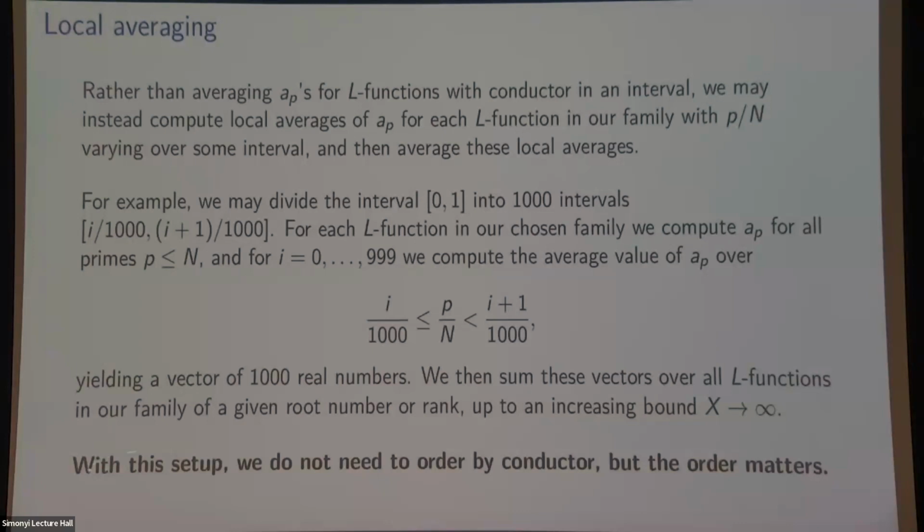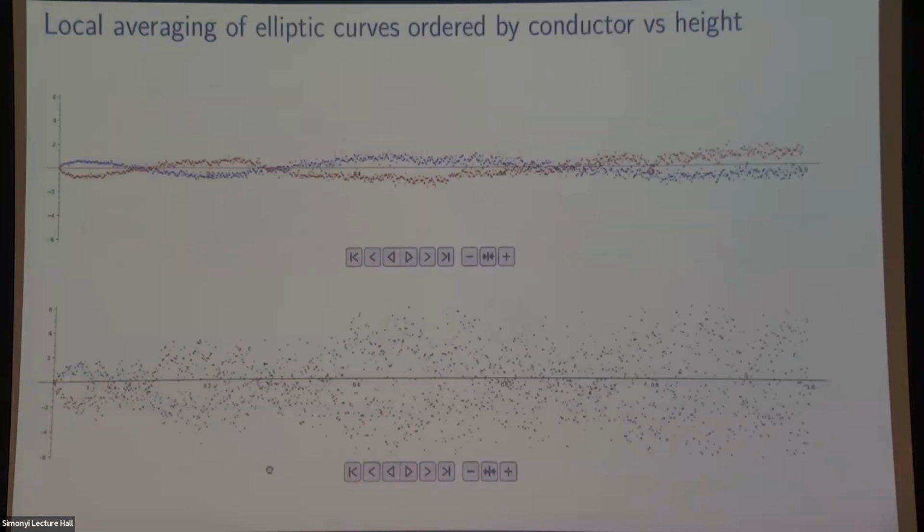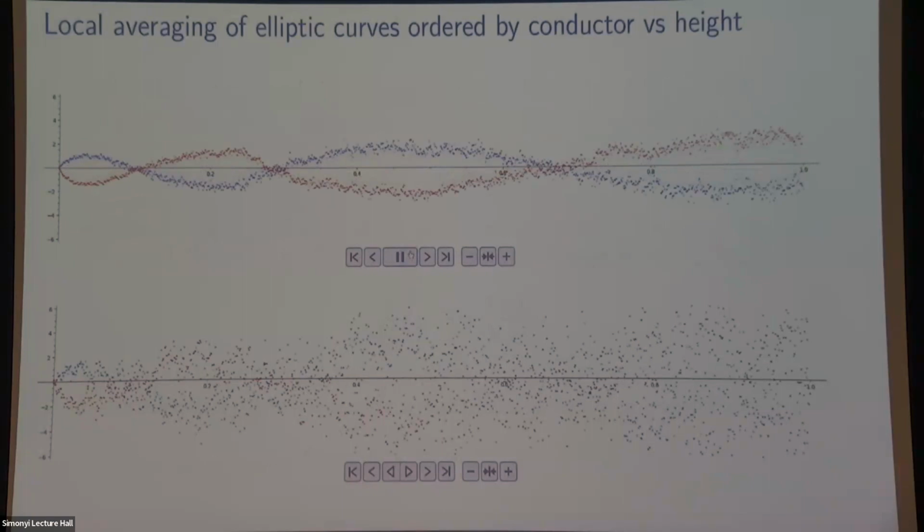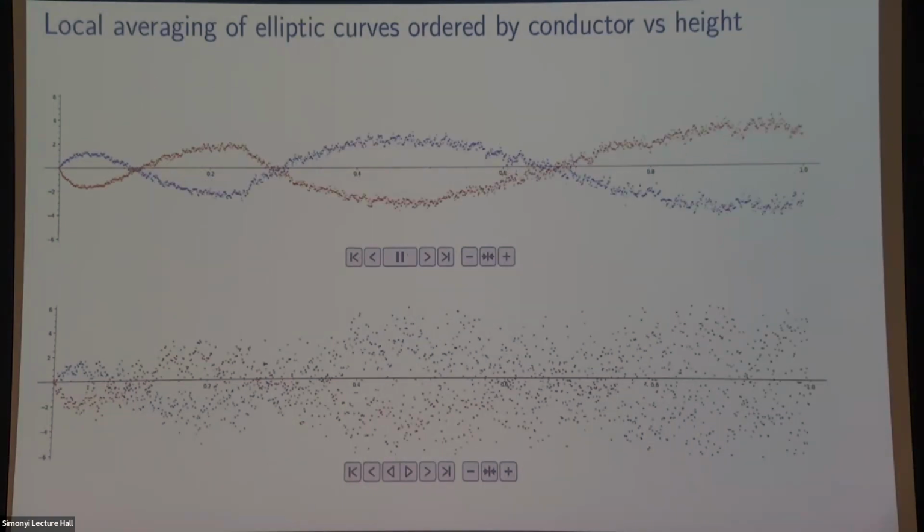Now, in this setup, as I alluded to, the ordering doesn't necessarily matter. We don't have to order by conductor because the influence of the conductor is already baked into the problem. It's sitting there in this denominator. But interestingly, the order still matters. So I'm going to show you some plots. Here are two plots. The first is one we've seen before, ordering by conductor, but we're now doing our local averaging.